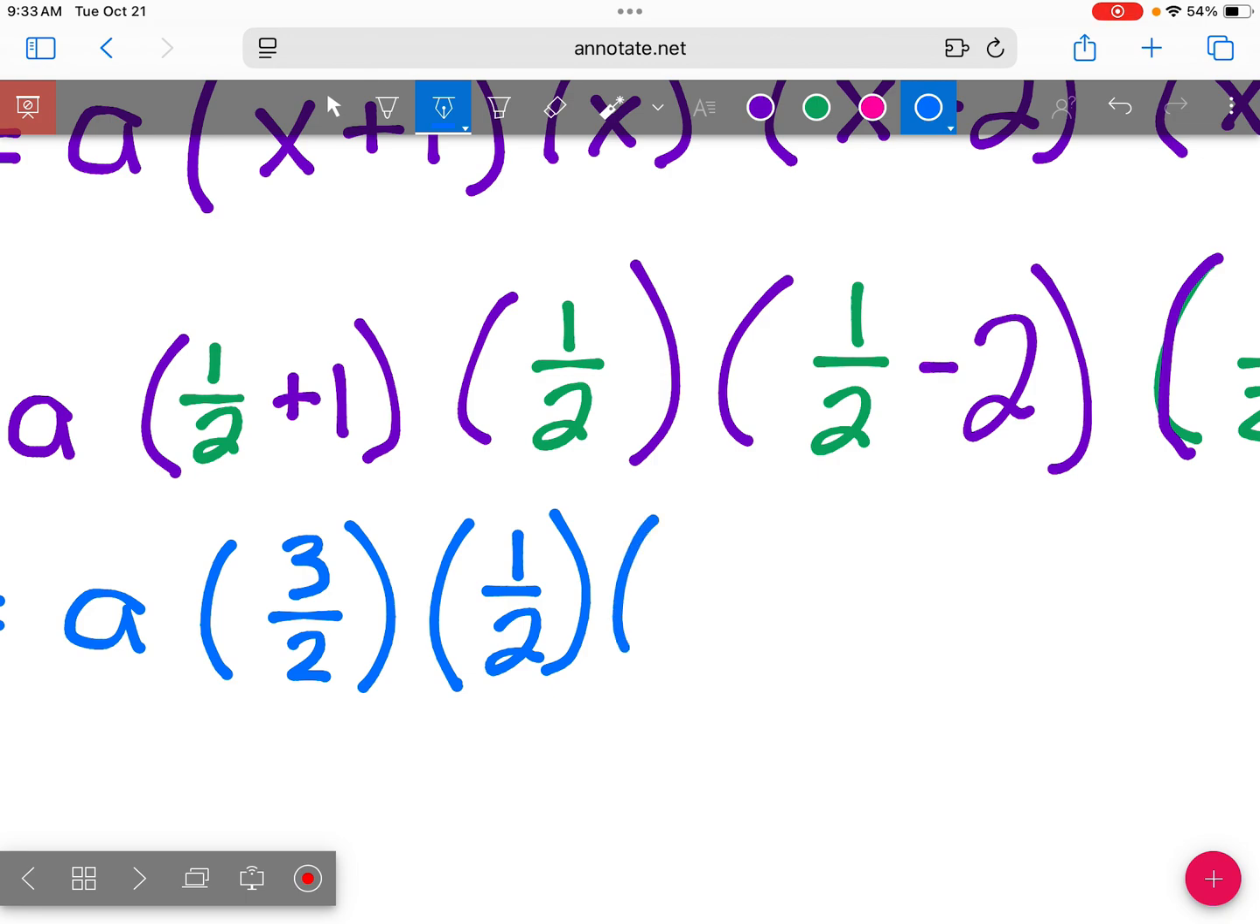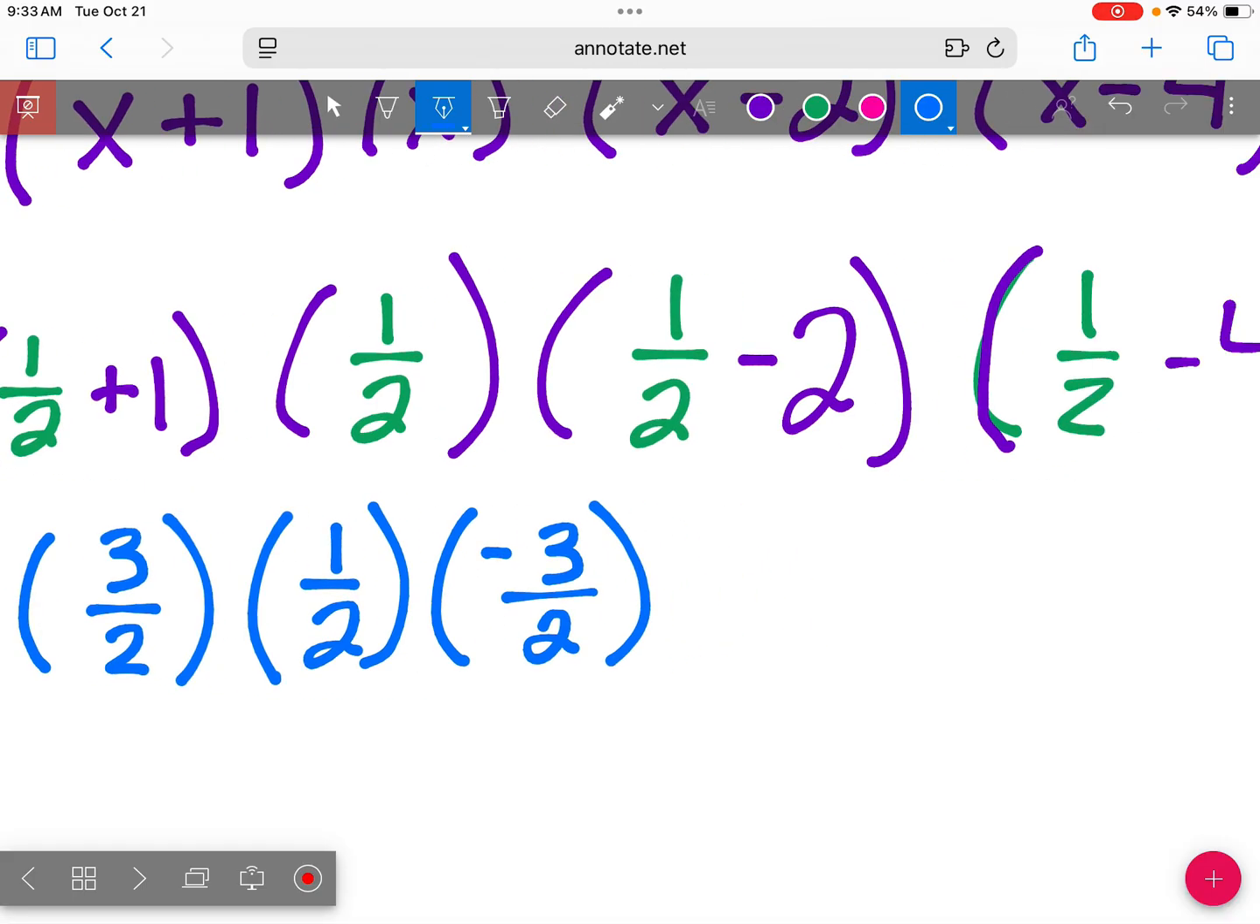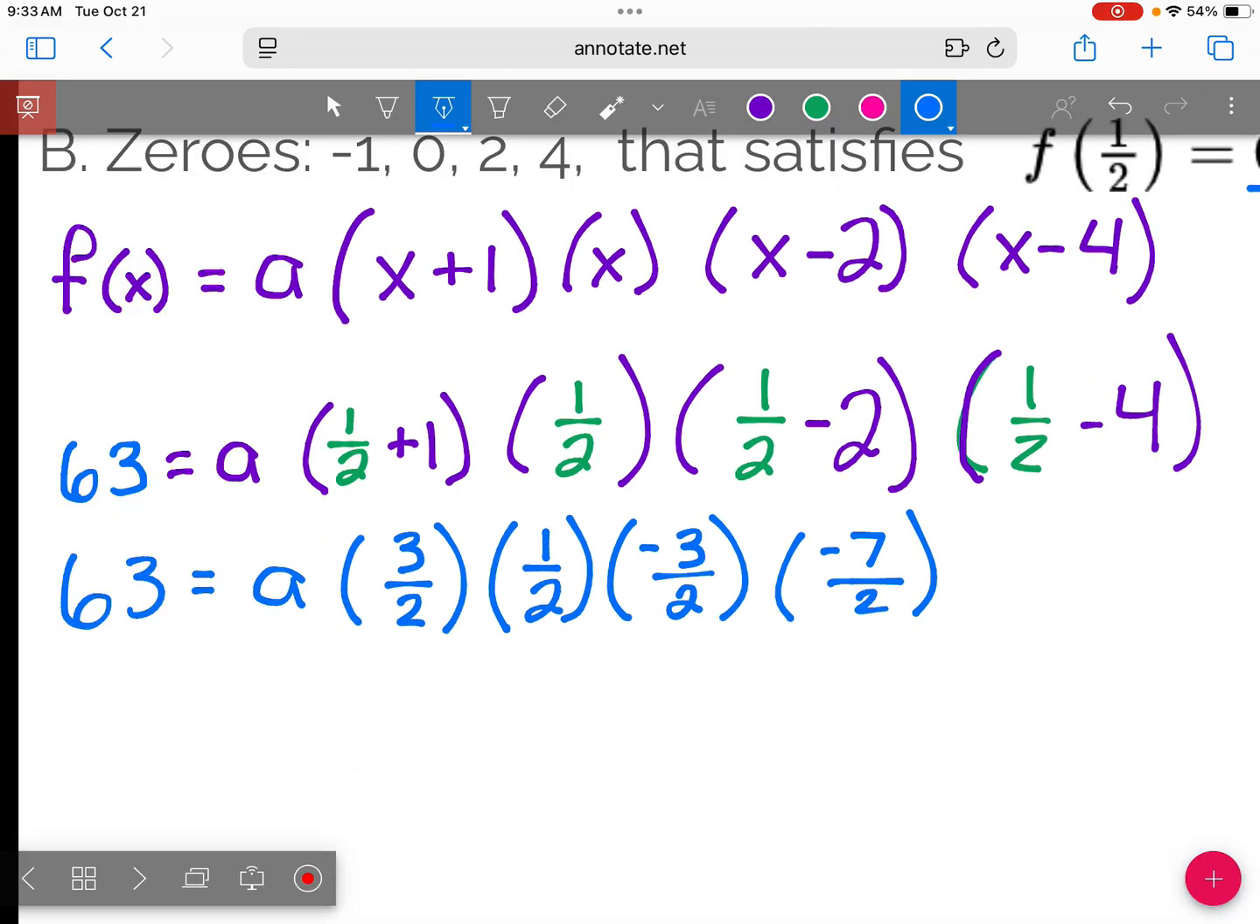1/2 minus 2 is going to give us a negative 3/2. And 1/2 minus 4, you can think of it as 1/2 minus 8/2, negative 7/2. We want to simplify this fraction because that's a whole lot.